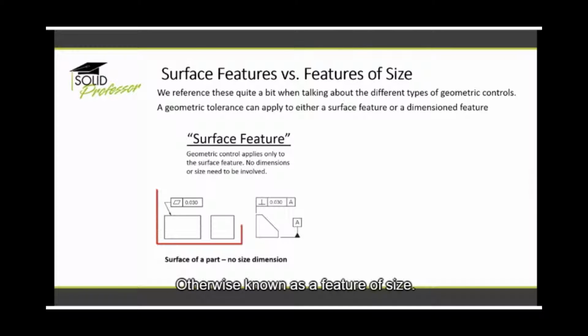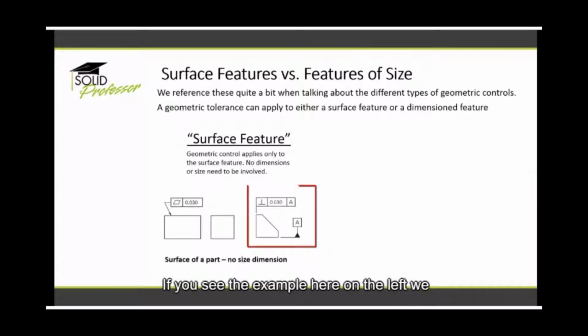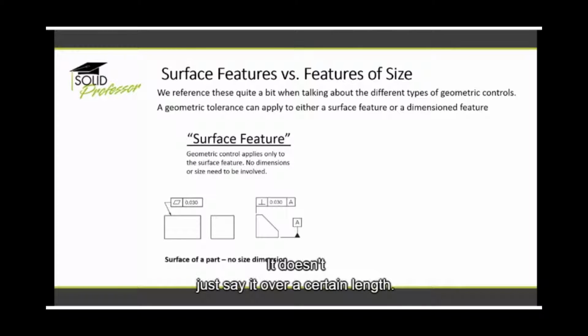If you see the example here on the left, we have flatness that applies directly to the surface. There's no dimension involved. It doesn't just say over a certain length. It is over the entire surface that it's referencing. On the right here, we have perpendicularity that's applying to the surface on the left side. Just remember, a surface feature is just the surface of a part. There's no size dimension involved.